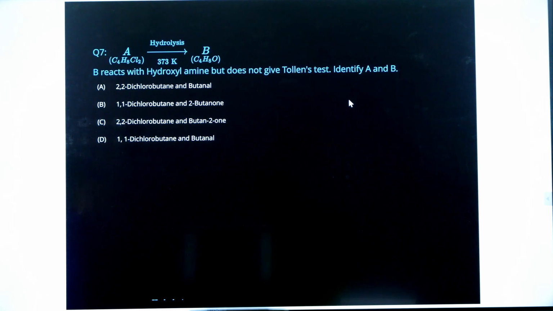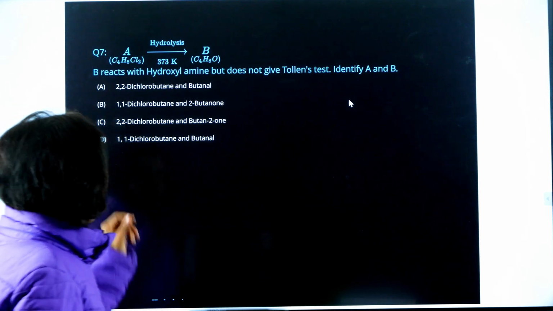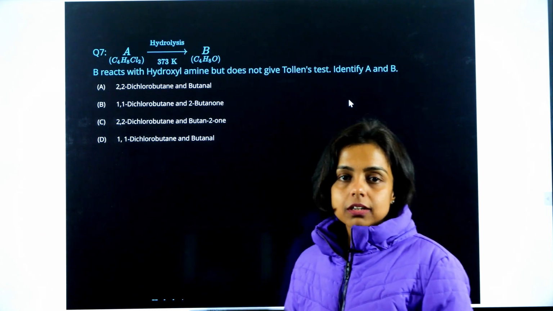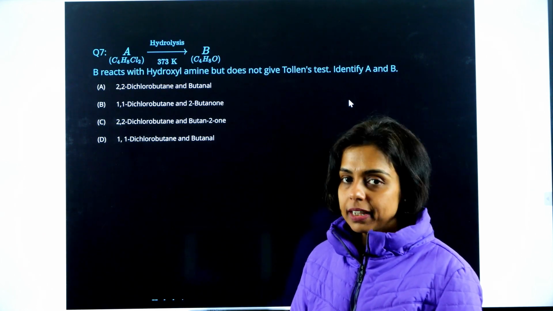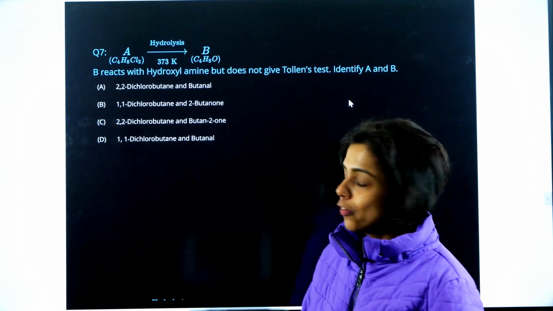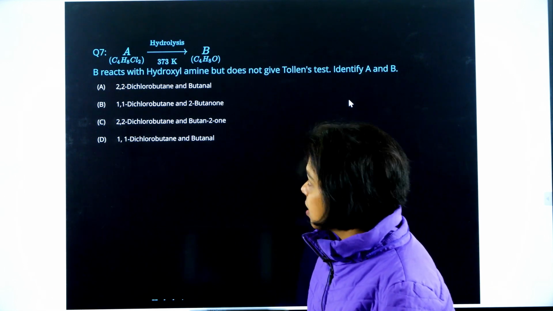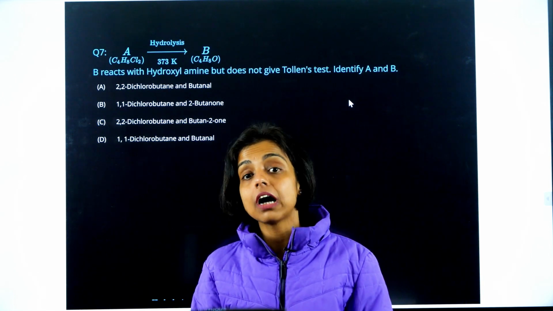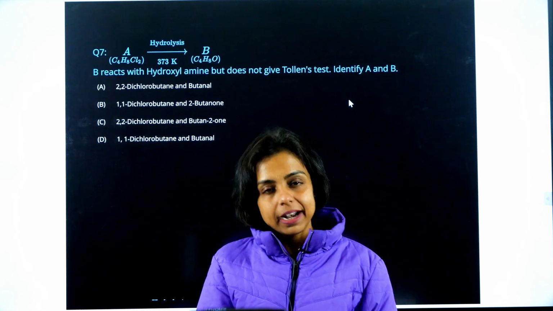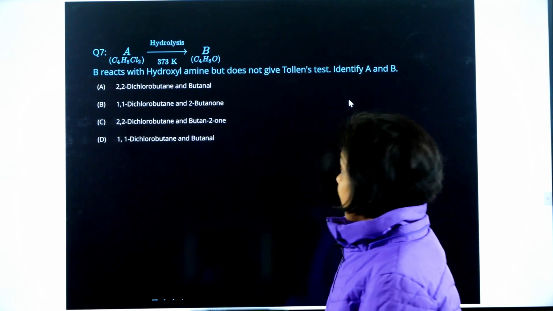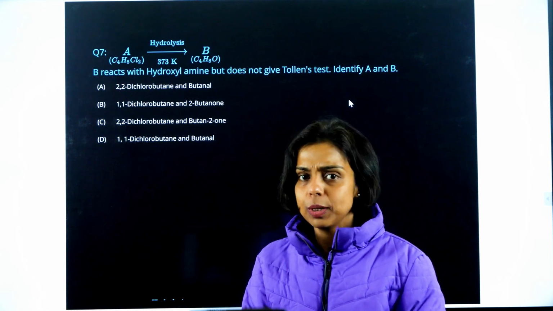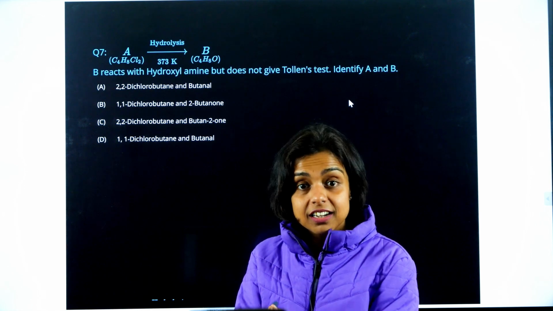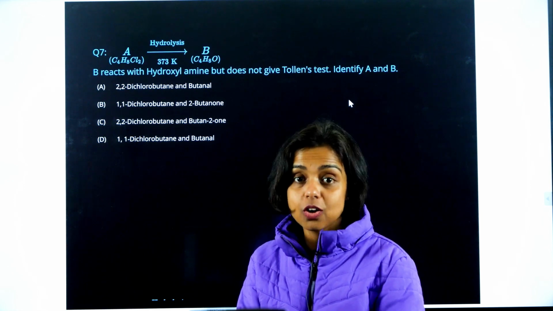Next question. There is a compound A which has 4 carbons and of course 2 chlorines. If I see the formula, it is a saturated compound, right? There's no double or triple bond, C4H8Cl2. And on hydrolysis, it gives a compound B. B reacts with hydroxylamine. That means your B should have a carbonyl group, C=O. It can be an aldehyde or a ketone. But it does not give Tollens' reagent test. So they made it very clear that though there is a carbonyl group in B, it is a ketone because it is not giving the Tollens' test, right?